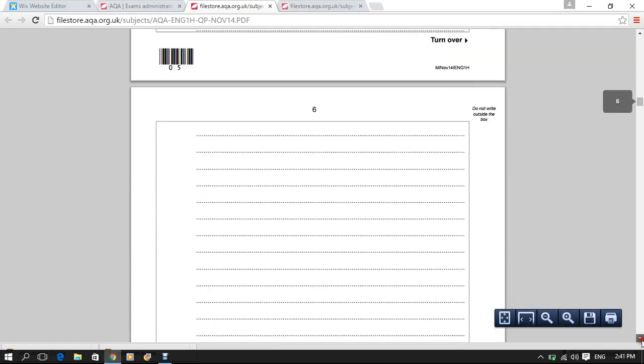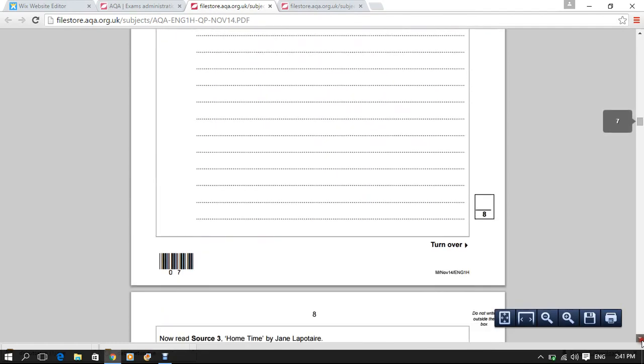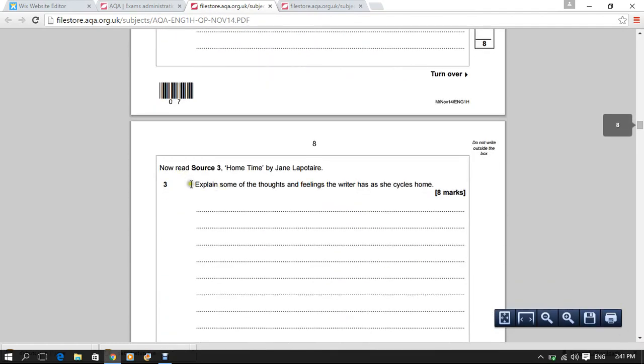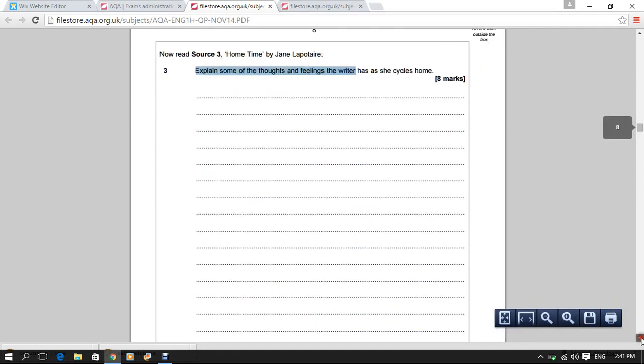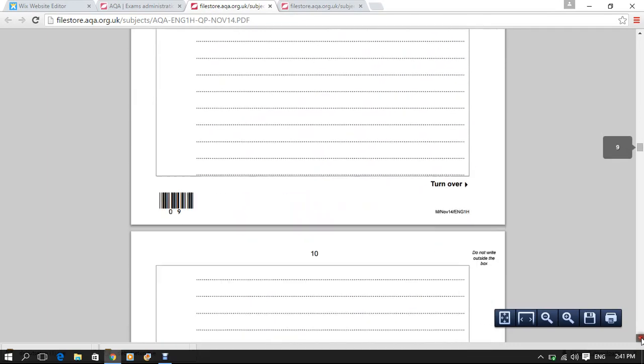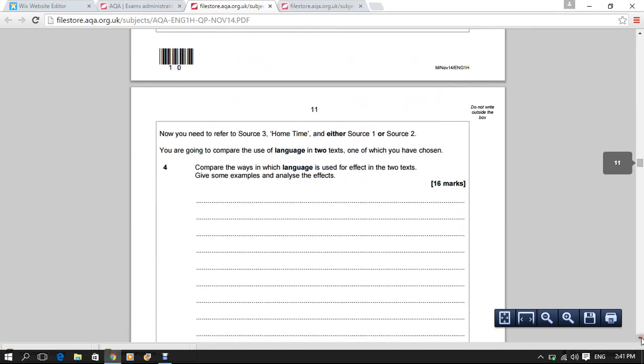On to question 3 then, and question 3 will be on source 3, and it will always ask you again the same thing. It will ask you to explain the thoughts and feelings of the writer in whatever the article is. So again, about 3 paragraphs, 8 marks, 15 minutes, which brings us then to the final question in the reading section, which will be question 4. Now, the first thing to note about question 4 is it's worth twice as many marks as the rest, which means you'll need to spend about half an hour on it.